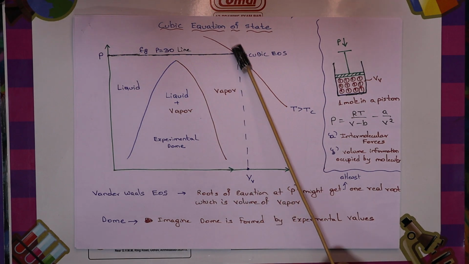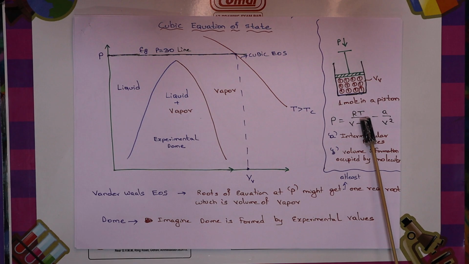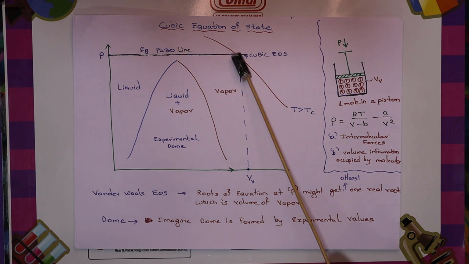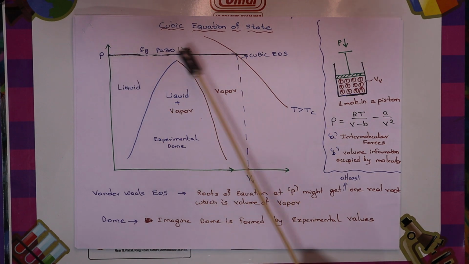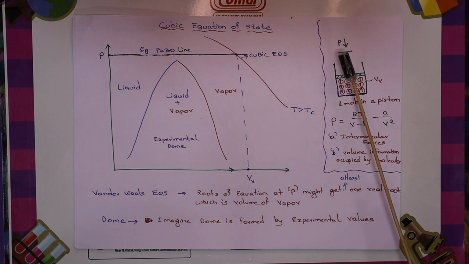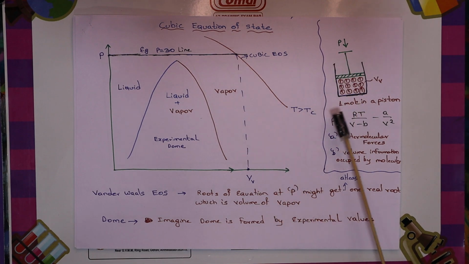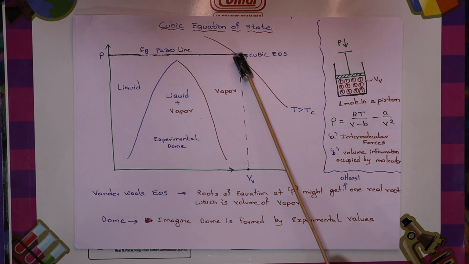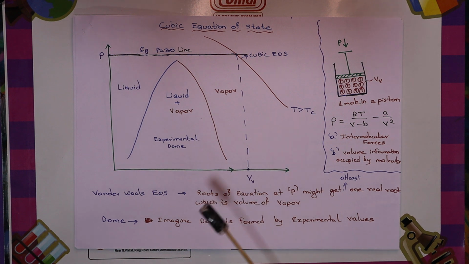If you try to solve this equation at pressure equal to 30, you are going to get 3 volumes. The 3 volumes could be the same point, or one could be real and the others imaginary. Don't worry about that. One should be real, that means it exists as a real substance. Whatever volume you calculate should be the real volume, not an imaginary volume.